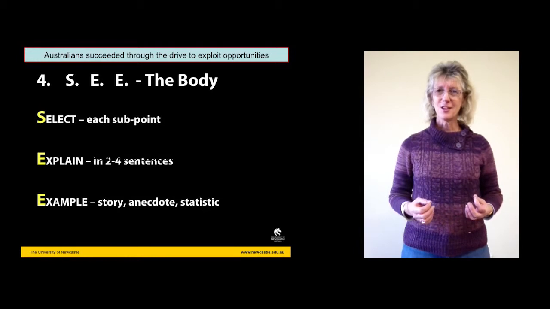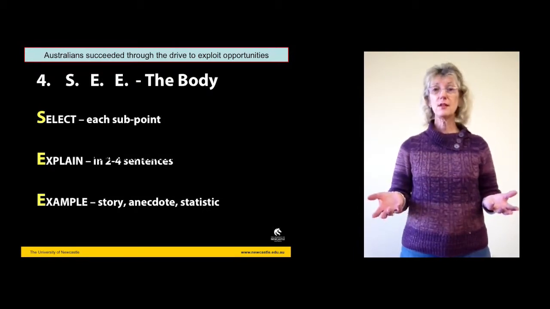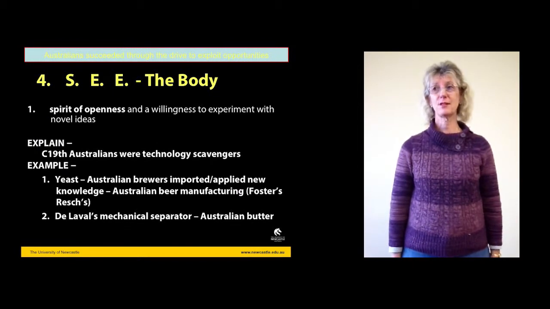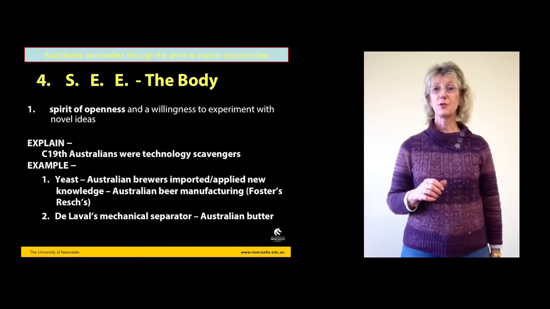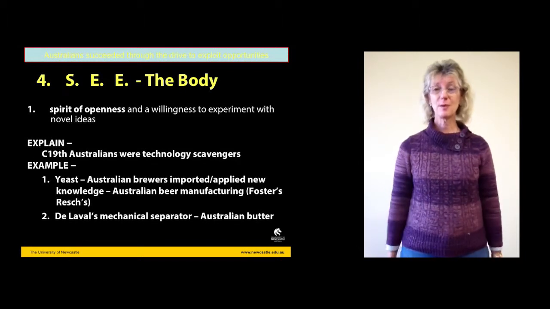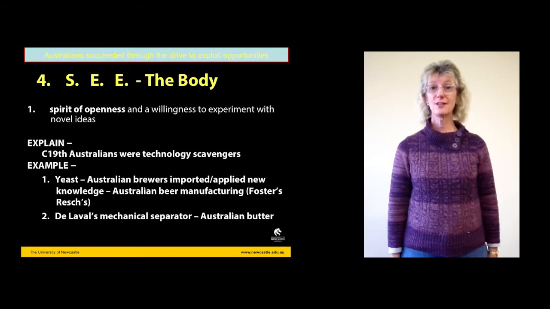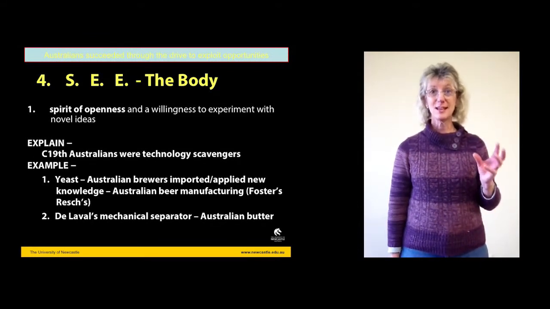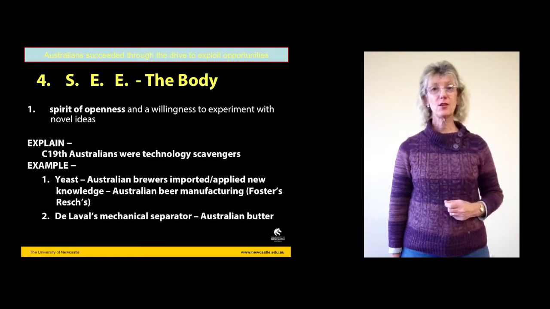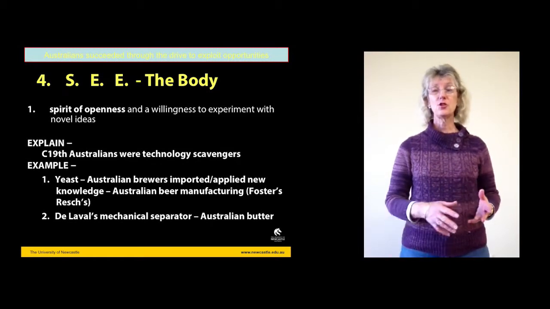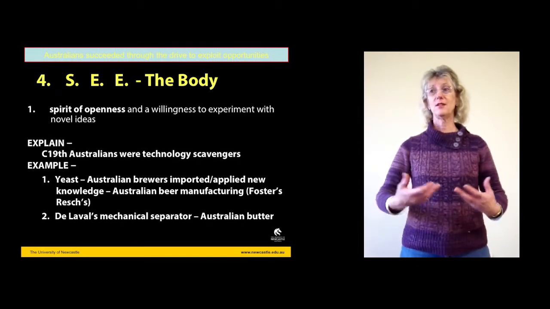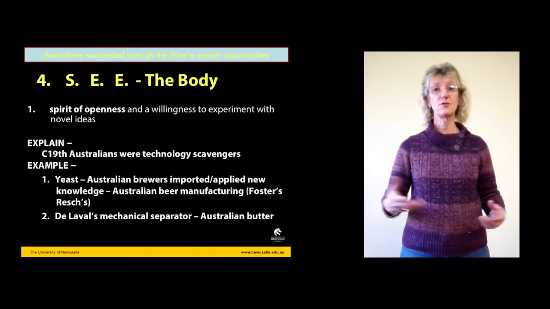Now, when you give an example, use stories, anecdotes, statistics, whatever is relevant for the topic that you are on about. So, for example, again, if we take Sylvia's presentation, the first point she had, remember, was the spirit of openness and a willingness to experiment with novel ideas. She then goes on to explain that 19th century Australians were technology scavengers. And isn't that a great term? Technology scavengers. Use terms like this, fresh ideas, fresh language, in the way that you approach writing your speech. And then she gives examples. The yeast, the Australian brewers imported and then applied new knowledge, and we ended up with Australian beer manufacturing and Foster's and Resch's companies.